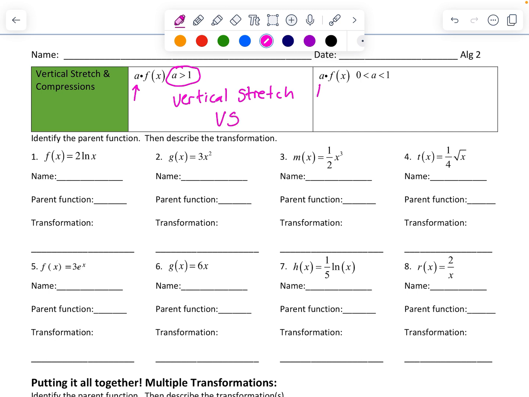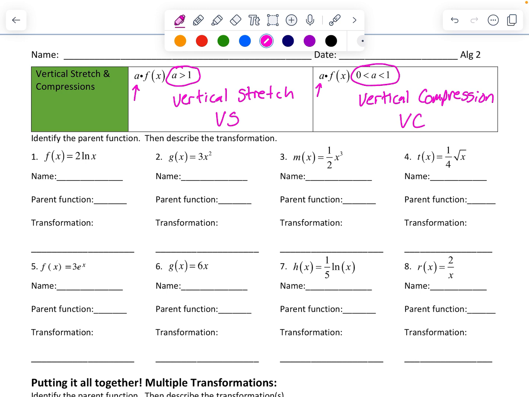And if that number in front of the function is between 0 and 1, like 1/2, 2/3, 3/4, things like that, that creates a vertical compression. So a number between 0 and 1. And I'm going to abbreviate that as VC. All right, so let's try to identify some of these.